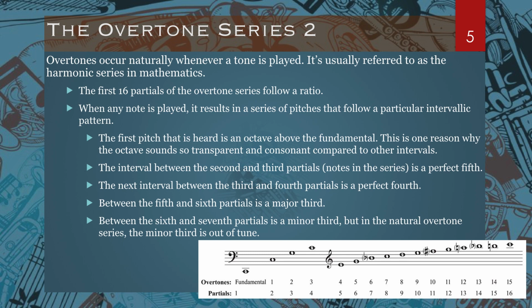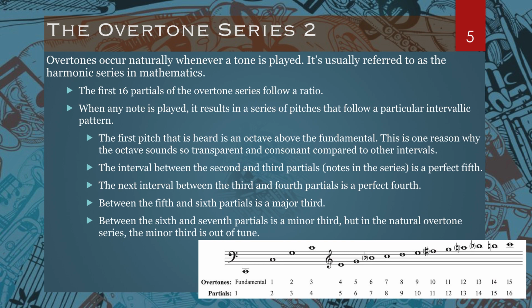So the first 16 partials of the Overtone series, and actually all the partials of the Overtone series, follow a ratio. But in this particular image, we've only listed the first 16 partials. When any note is played, it results in a series of pitches that follow a particular intervallic pattern. So the first pitch that you hear is an octave above the fundamental. So here you see the fundamental.